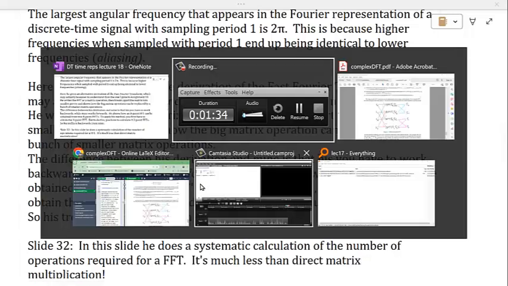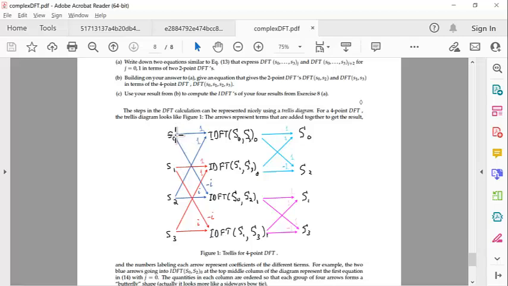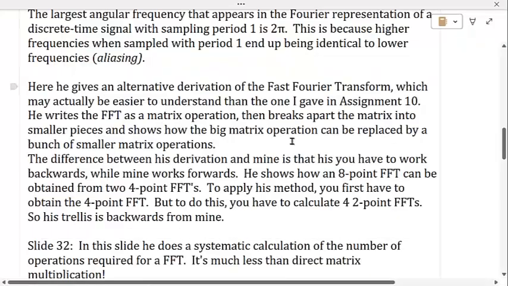So if you see this trellis here, see I'm going for a 4-point, and then I get these, and then I get these, and then I go back again. He would go the other way. He would start with these and build up the 2 points, and then go back and get the 4-point. But it's still the same number of computations. It's still kind of a trellis structure. He only shows going from 8 to 4, but you would have to go from 4 to 2 and so on. Right?